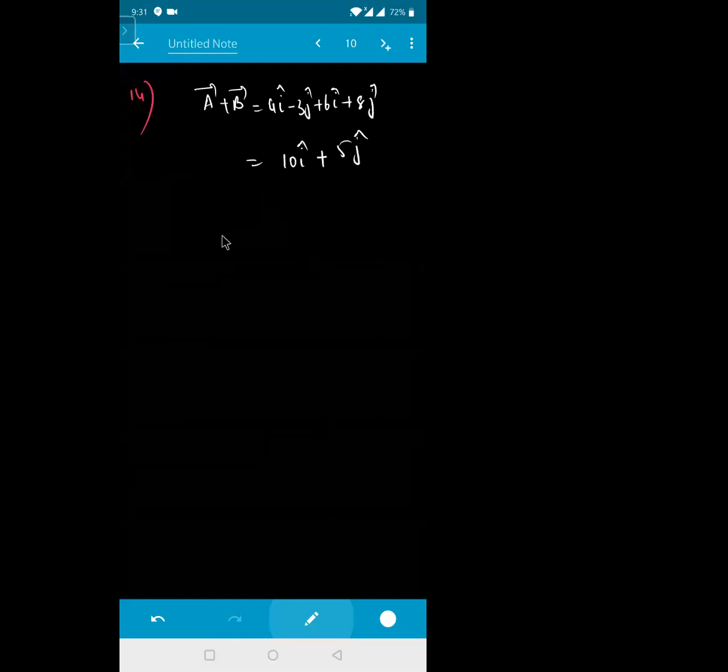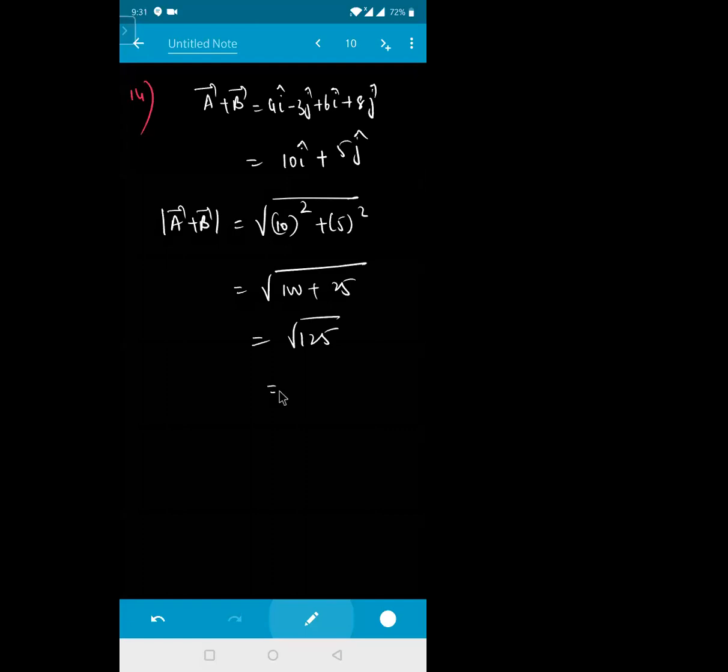So 10 i cap, and the magnitude of A bar plus B bar will become the square root of 10 squared plus 5 squared. That is the square root of 100 plus 25, so this will be root 125. Root 125 can be written as 5 times 5 times 5, so it is 5 into root 5.